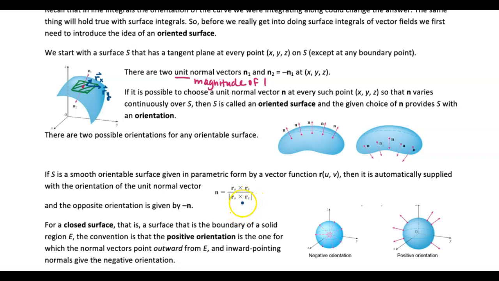Here's the new bit of information here. For a closed surface, a positive orientation is the one for which the normal vectors point outward from E. So if we have some closed surface, which just means essentially a shape, then the positive orientation is going to be n pointing outwards. If we have inward pointing vectors, this is a negative orientation, and we can sometimes call that a negative n.